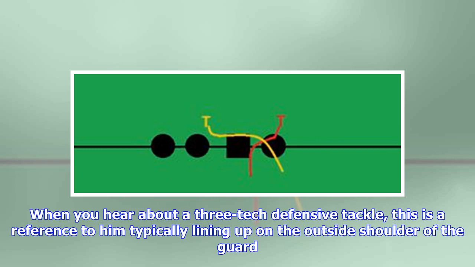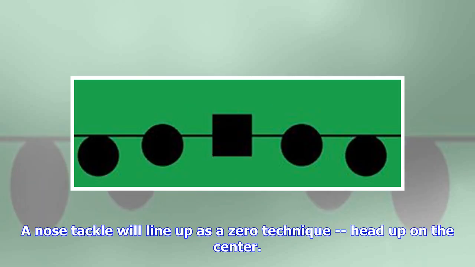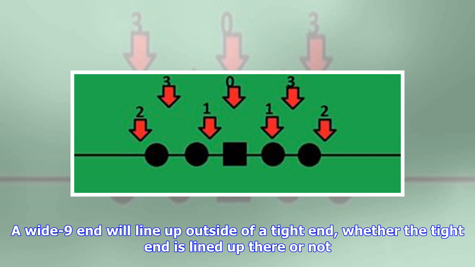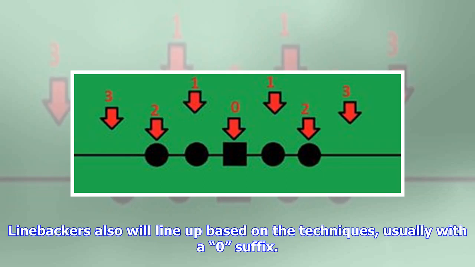When you hear about a 3-tech defensive tackle, this is a reference to him typically lining up on the outside shoulder of the guard. Nose tackle will line up as a 0 technique, head up on the center. A wide 9 end will line up outside of a tight end, whether the tight end is lined up there or not. Linebackers also will line up based on the techniques, usually with a 0 suffix.